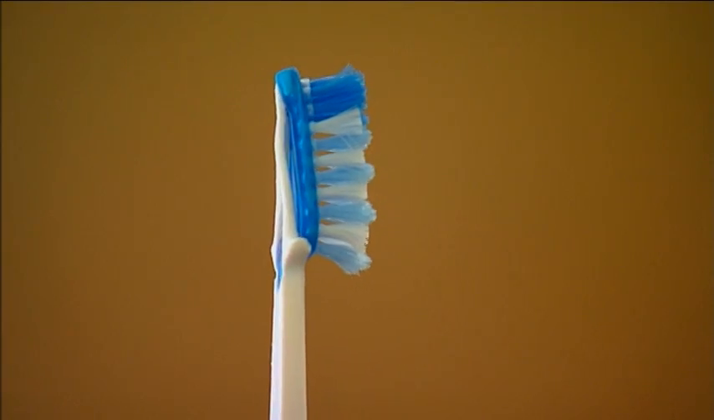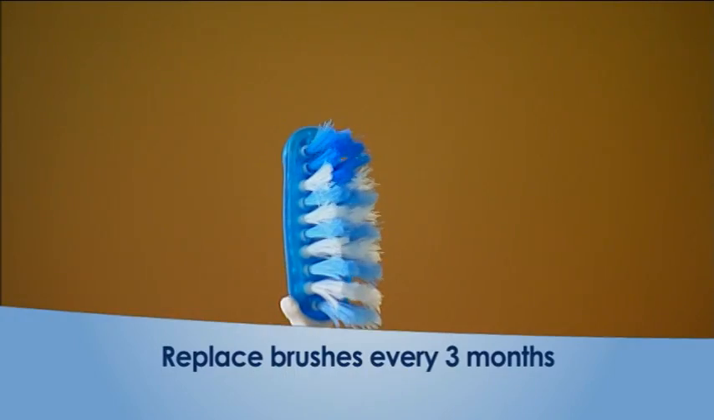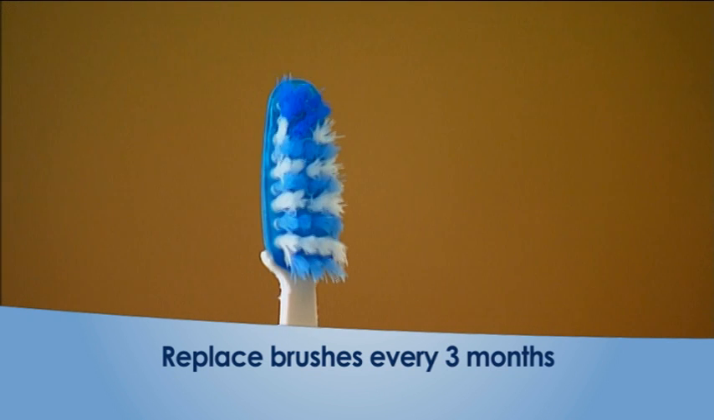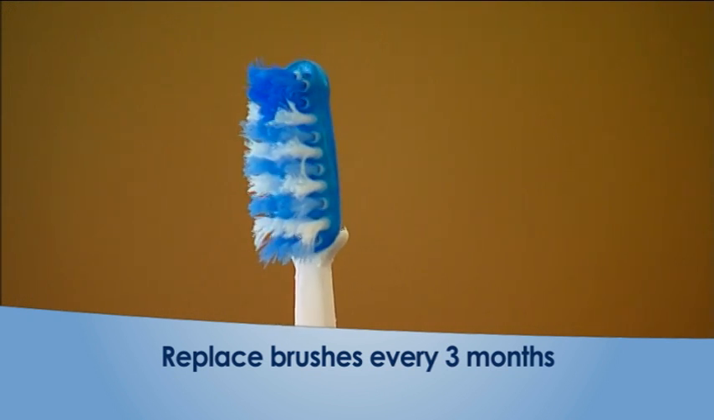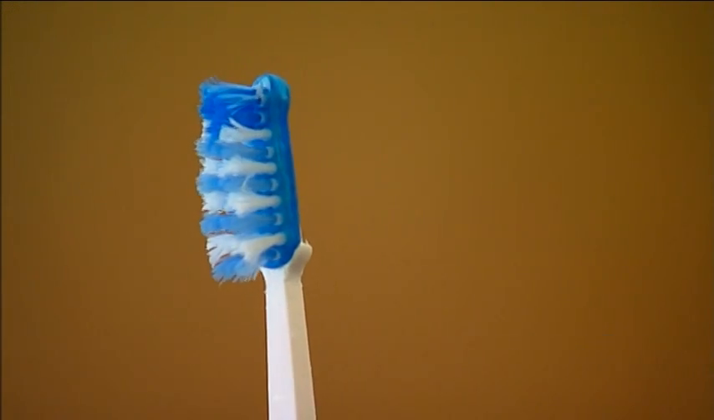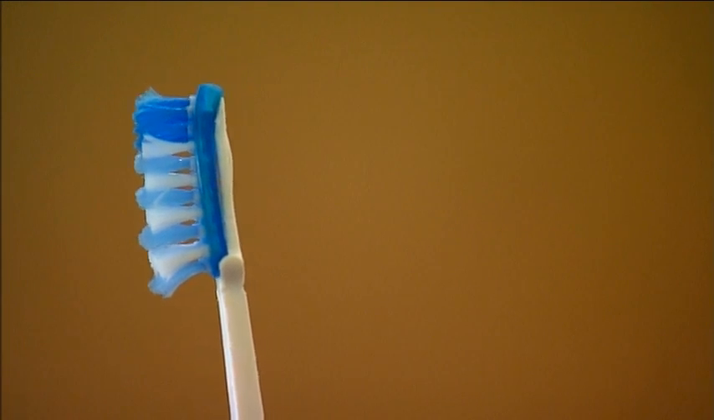Do keep in mind that toothbrushes wear out and must be replaced every 3 months or when the bristles become worn or frayed. When a toothbrush looks like this, it can no longer remove soft plaque from the teeth.